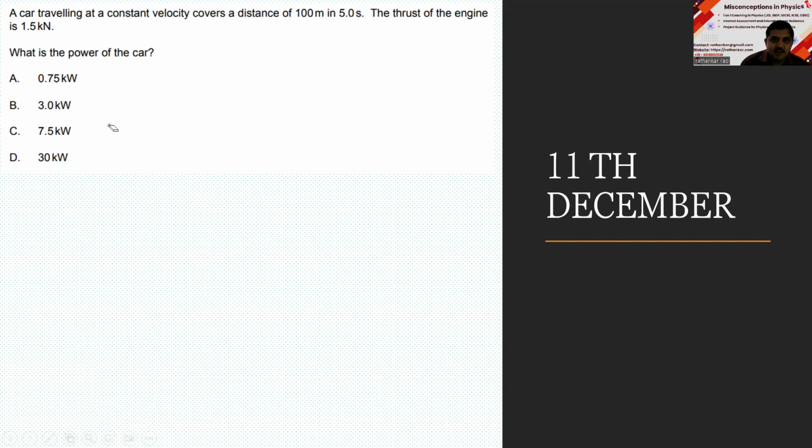Let me just tell you the method. Power is equal to force multiplied by distance divided by time taken, as you are all aware, right? So I will write power is equal to force into distance divided by time. Why did I write like this? Because it's nothing but work done divided by time taken, right? Force is 1.5 kilonewton multiplied by distance, 100 meters, divided by time, 5 seconds.